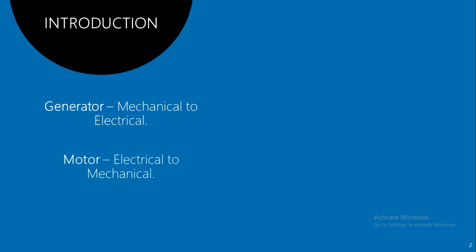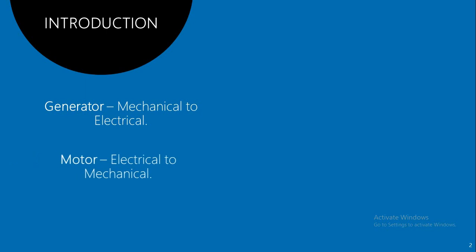Similarly, before starting with the DC motor, we should know the definition of a motor: it converts electrical energy into mechanical energy, which means the input is electrical. If the input is a DC supply, we call it a DC motor. If the input is an AC supply, we call it an AC motor. So in general, a motor is a device used to convert electrical energy into mechanical energy. Here we are going to discuss the DC motor.